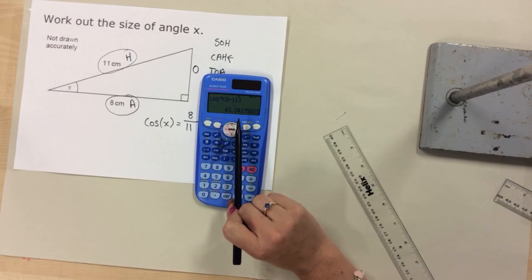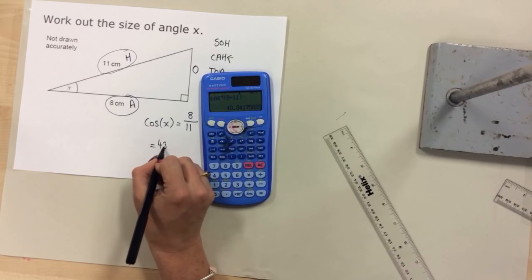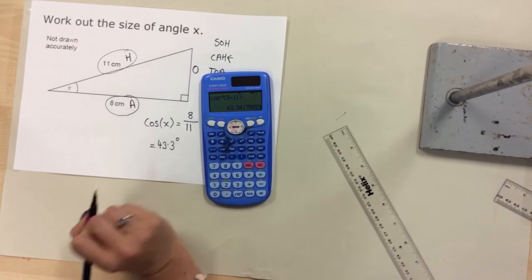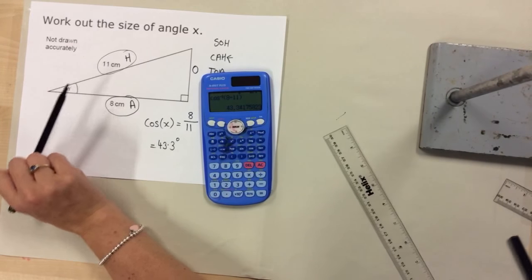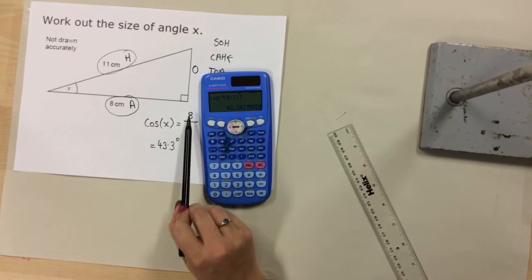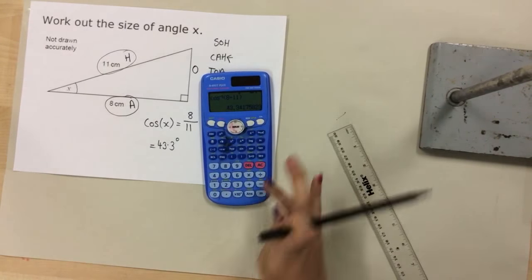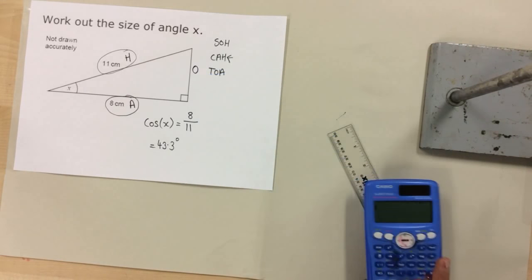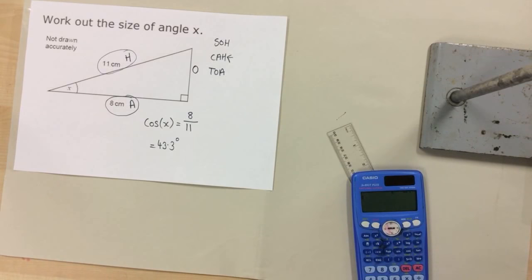I'm going to do this to one decimal place. So this would be 43.3 degrees. Does that angle look about 43? Well, if this is a right angle, yep, it looks about right. Again, if you made a little mistake here and maybe did 11 divided by 8, you would get an angle which wouldn't quite make sense. So with trig, it is always nice to use a bit of common sense and see, does it kind of fit with the question?